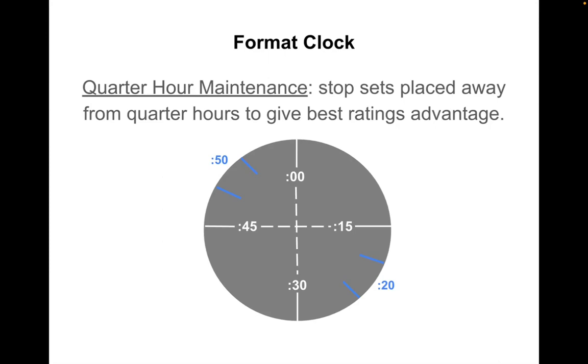So, in this example, let's say two stop sets were at 15 and 45, and an average listener began listening at 5 after the hour. They would most likely stop listening when the commercials begin at 15, totaling 10 minutes and resulting in the station getting ratings credit for the first quarter hour. By placing the stop sets away from the quarter hours at 20 and 50, now if that listener stops listening at 20, the station gets credit for the first quarter and the second because they listened across two quarter hours for a total of 15 minutes.